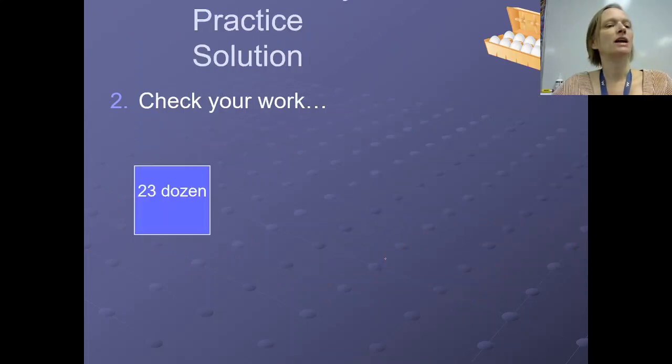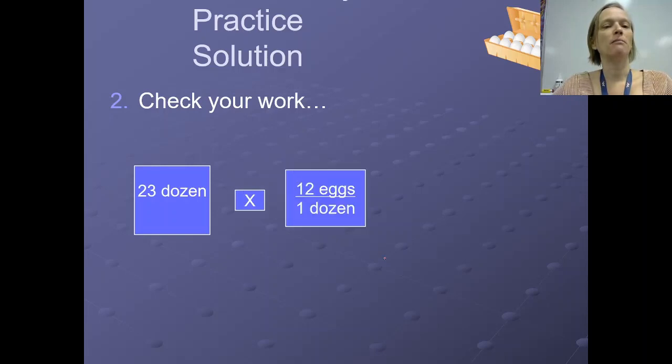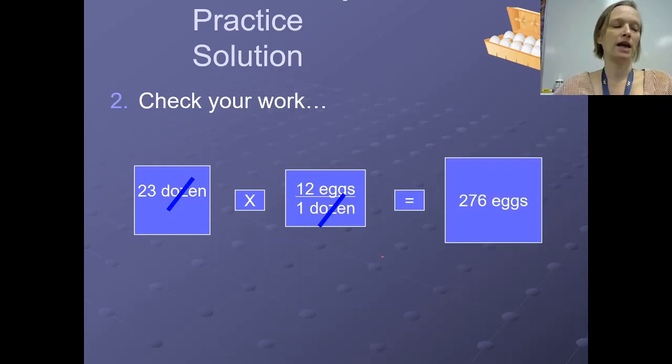So again, checking your work, if you did the multiplication fraction method, the dozens still should cancel out, and you still end up with 276 eggs as your answer. So these are a few examples of single-step dimensional analysis problems. We do need to know how to do multi-step dimensional analysis problems also. So that will be in a separate video. Hope this helps.